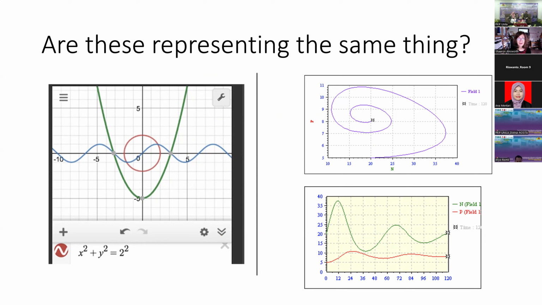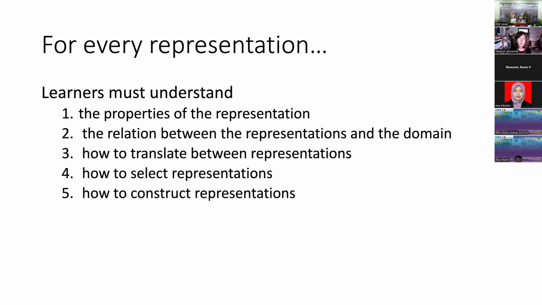So when I'm talking about the benefits of multiple representations, I am remembering that it's very difficult when you've got lots and lots of representations, because for each one of these representations, you've got to understand its properties. There's no point me showing you a phase plot if you don't know how to read a phase plot. You've got to understand the relationship between that representation and the domain.